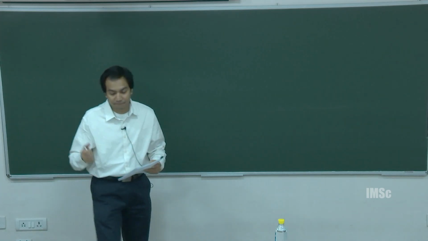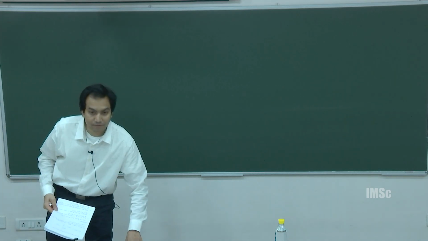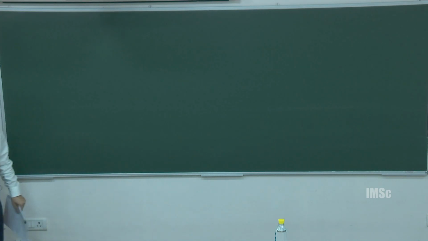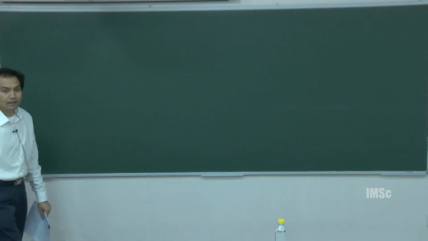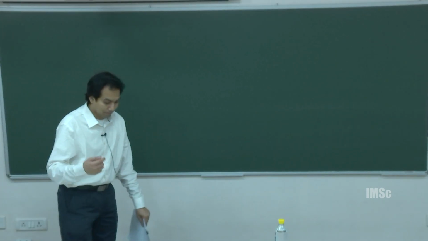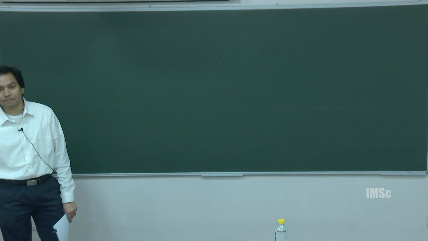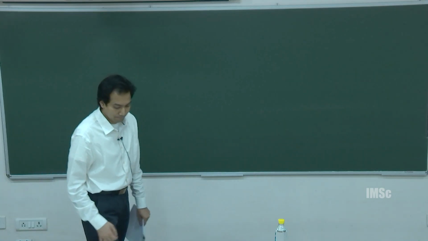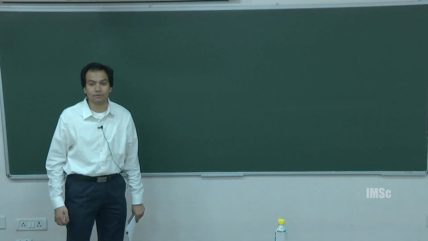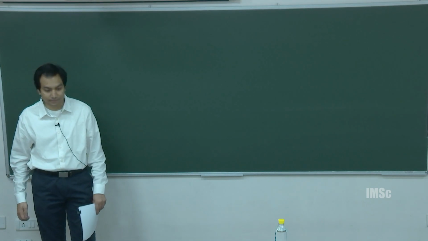Okay, so last time we discussed the concept of temporal coherence and the essential mathematical ideas associated with it. We discussed the Wiener-Khinchin theorem and the generalized Wiener-Khinchin theorem. We introduced the notion of the cross correlation function and the cross spectral density function.